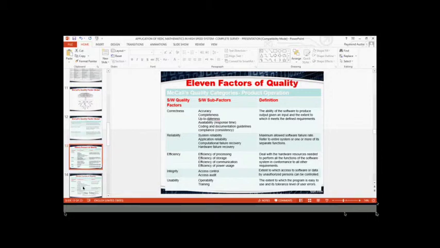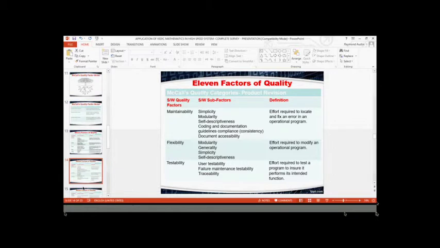We'll move to the next category, that is the product revision. You have 3 quality factors over here. The first one is maintainability, the effort required to locate and fix an error in an operational program. Flexibility, effort to modify the operational program. Testability, the effort required to test a program to ensure it performs its intended function.